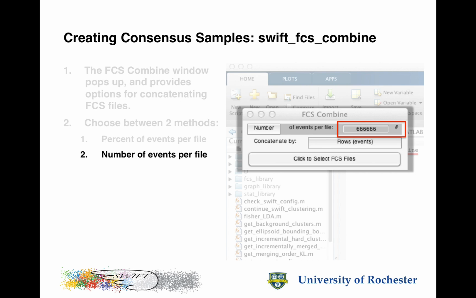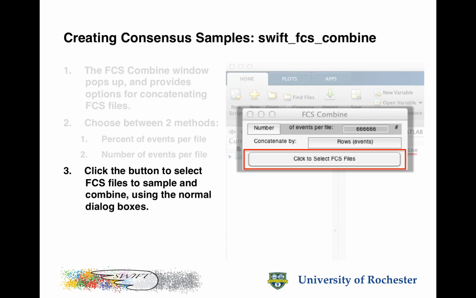Once you've decided on the number of events or the percentage of events per file to sample, then you move on to select the FCS files. You click the button at the bottom, and that guides you through the usual system interface, so that you can locate the files, select the ones that you wish to combine, and then start that process running.